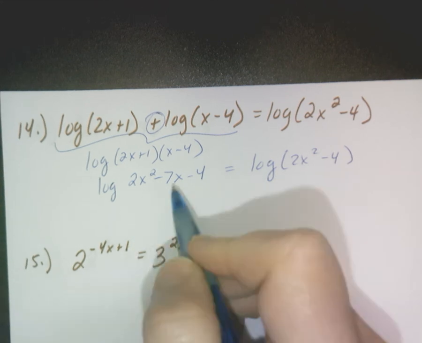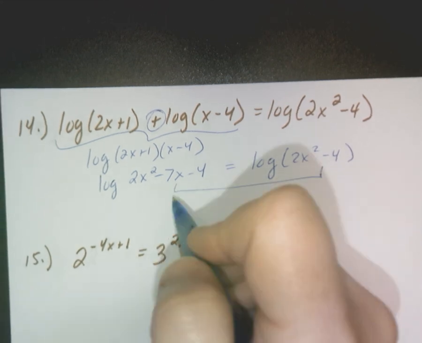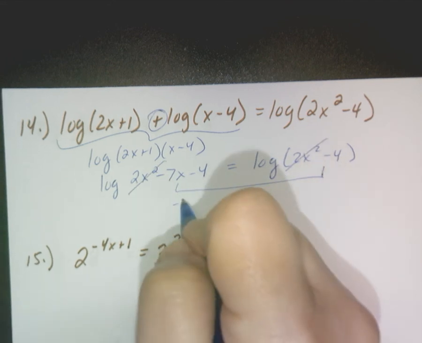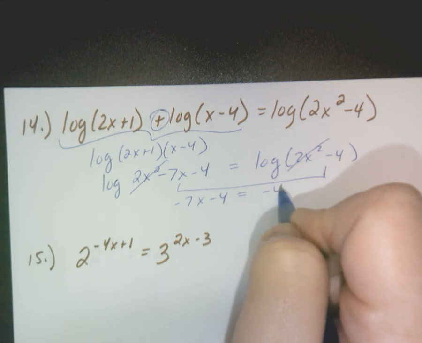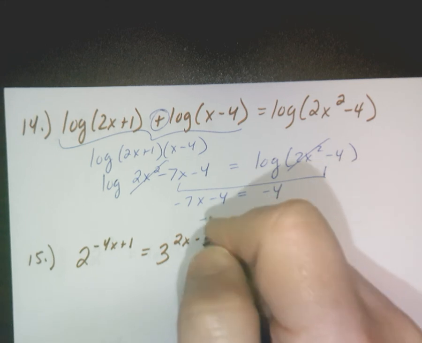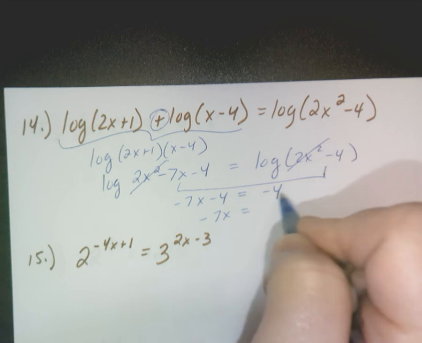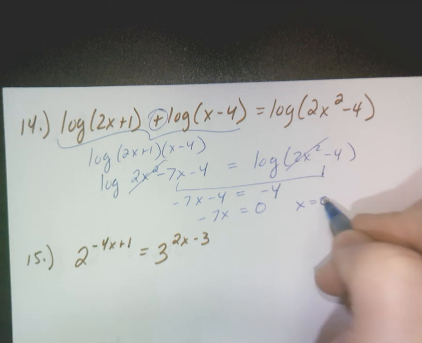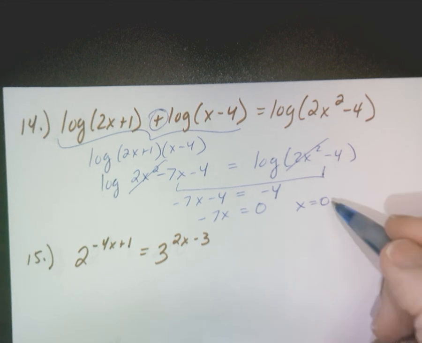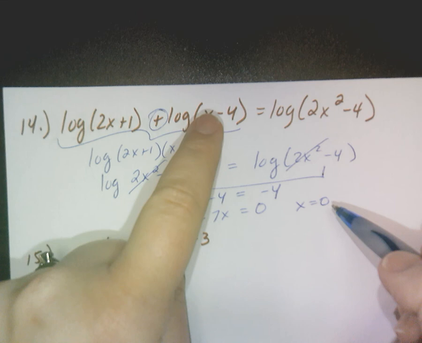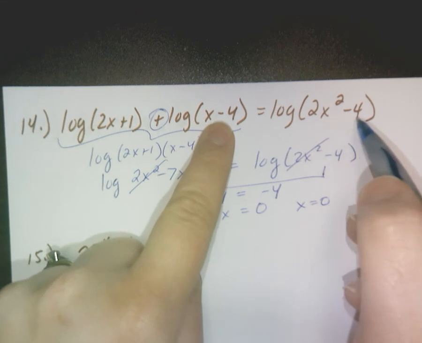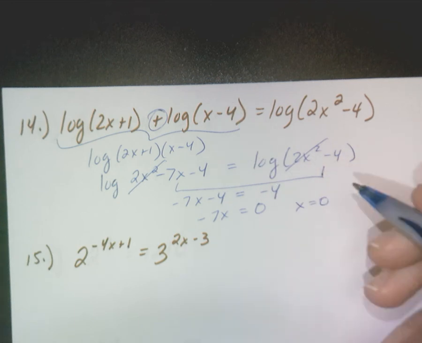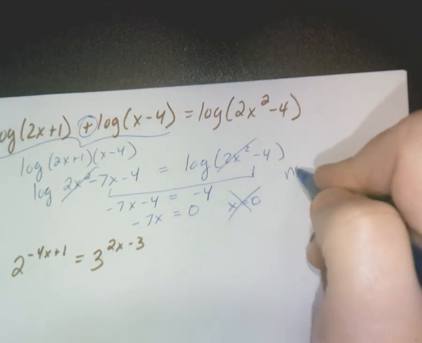So again, they're both logs. Now I can set these two equal to each other. And to be honest with you, those 2x squares would just go away. So I have negative 7x minus 4 equals negative 4. Or negative 7x equal to 0. So x equals 0, which you would think, oh, that's my answer. But if you plug 0 back right here, or even right here, you would end up logging a negative number, which is not allowed. So this has no solution.